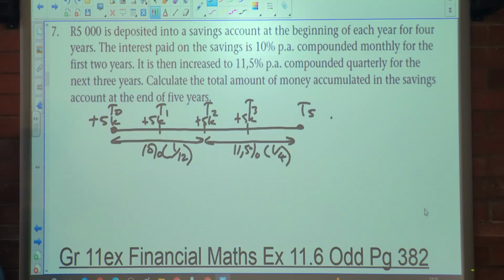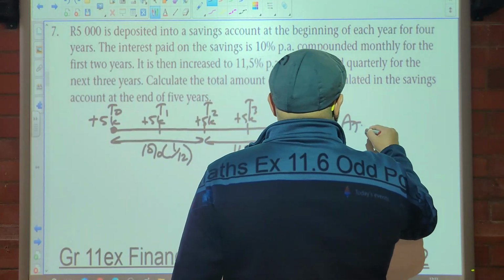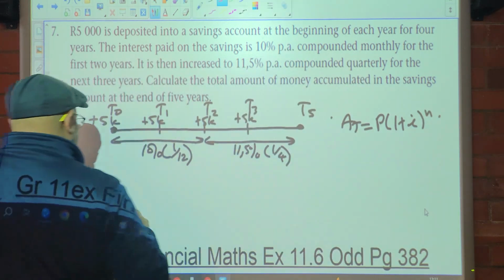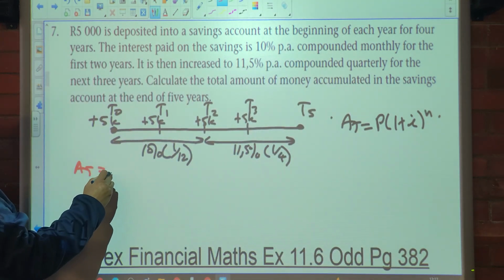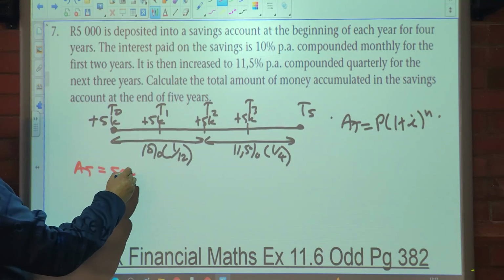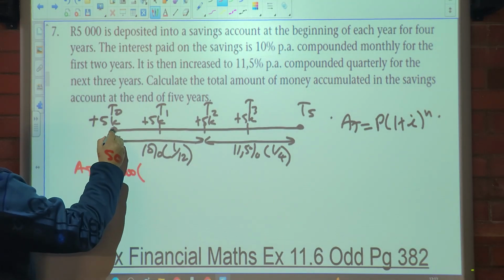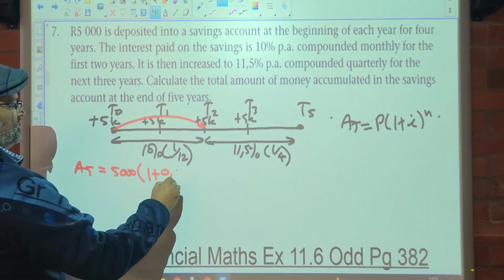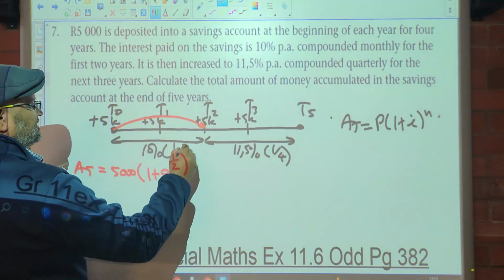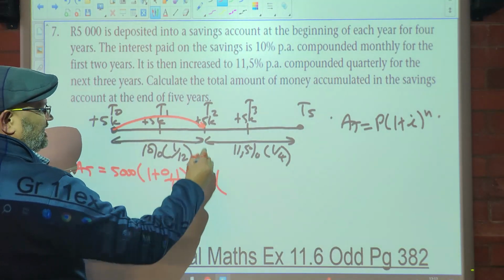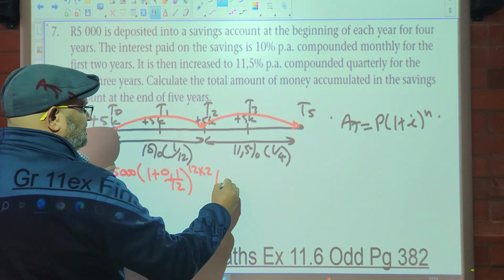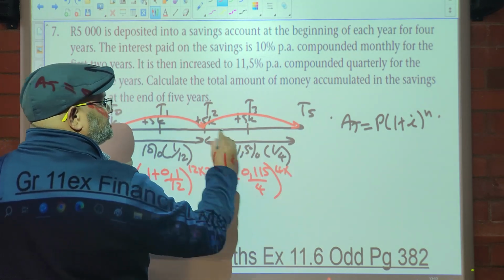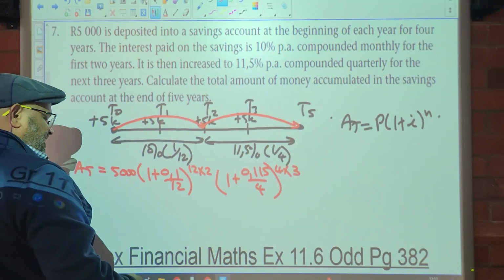Okay. Where do we start? Formula. A total is P into 1 plus i to the exponent n. So let's go. A total. Should it be 5,000 rand into? Can I take us all the way to the end? No. Let's take it to T2. So 1 plus 0.1 over 12 to the exponent 12 times 2. And then I can take it to the end with the interest factor of 1 plus 0,115 over 4 to the exponent 4 times 3. So that's the first 5,000.